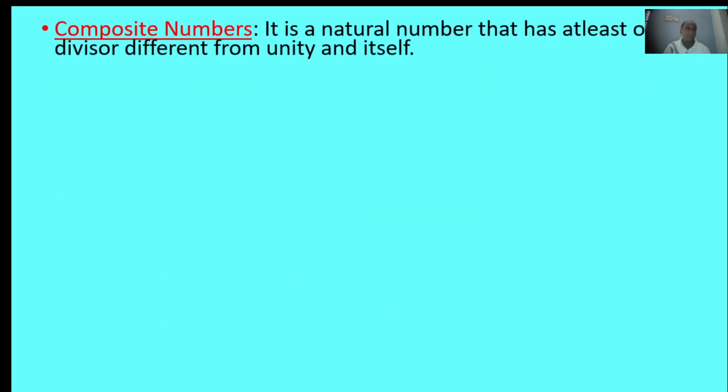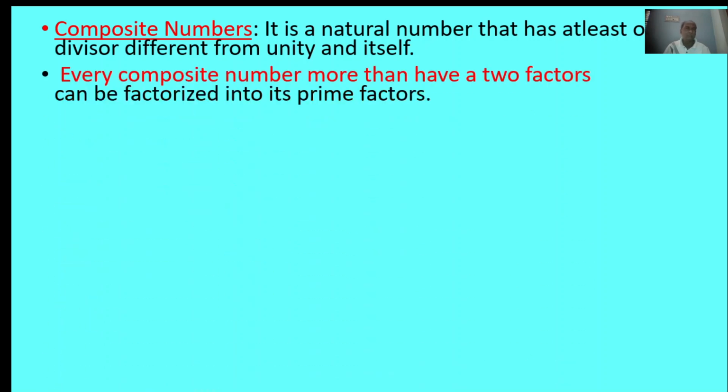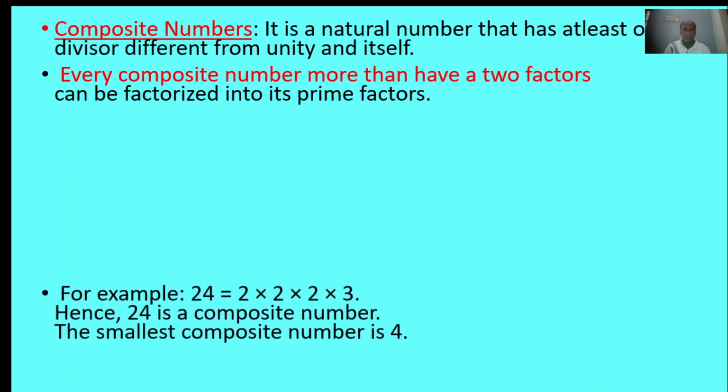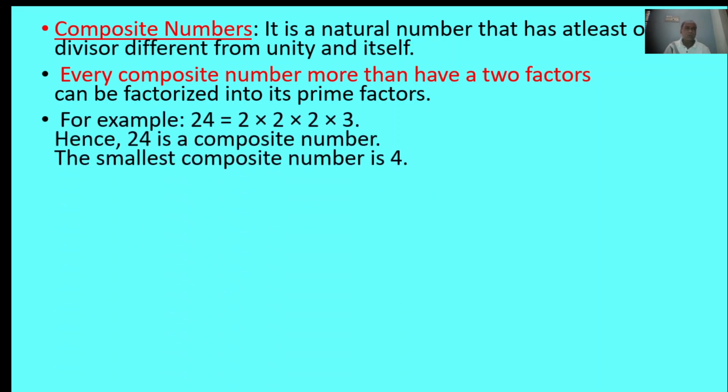Next, composite numbers. It is a natural number that has at least one divisor different from unity and itself. Every composite number can be factorized into its prime factors. For example, 24 is equal to 2 into 2 into 2 into 3. That is, 24 is a composite number. The smallest composite number is 4.